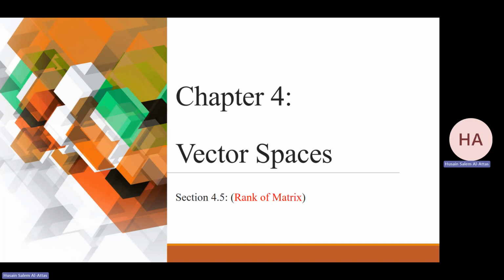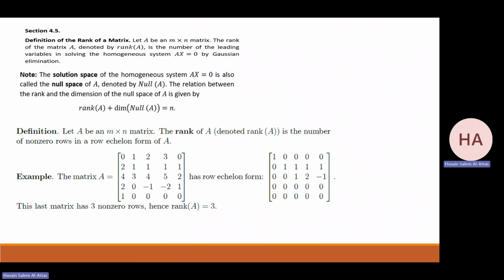That's it. I don't need to talk about the column space or the row space; they are not included in this course. So, what is the definition of the rank of a matrix? I have A, an n by n matrix. The rank of the matrix, denoted by rank of A, is the number of the leading variables in solving the homogeneous system. Remember, when I have AX equals 0, we transfer it into echelon form.